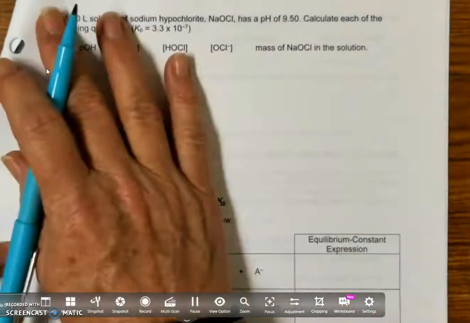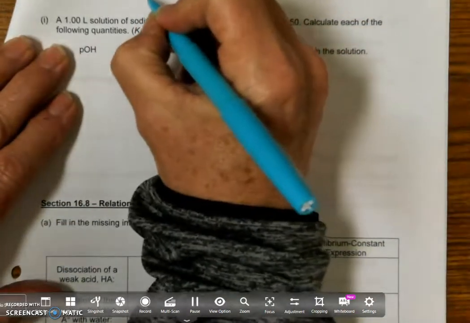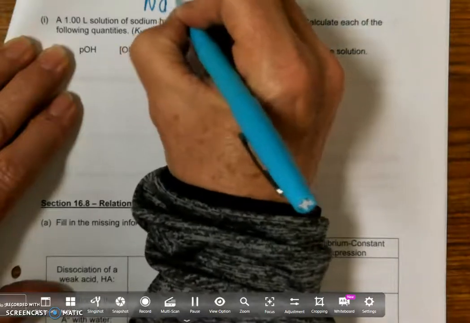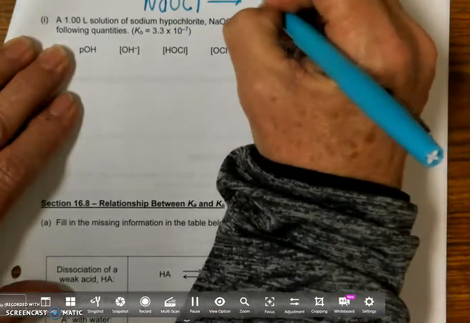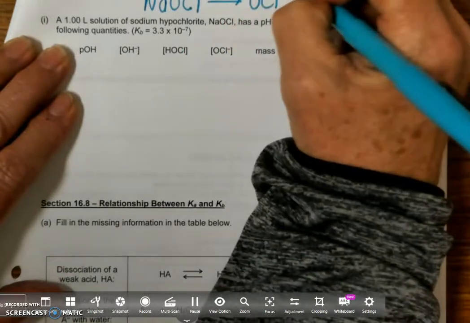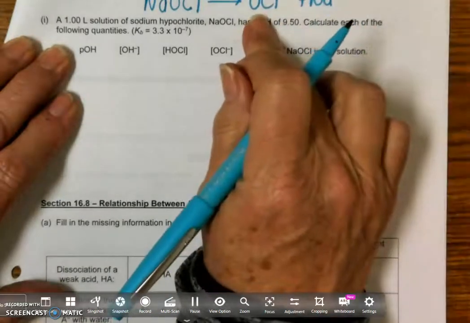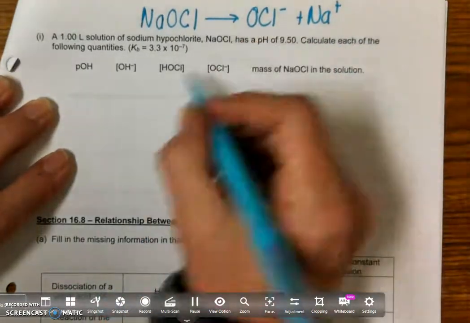We're going to have to use a little bit of our equations, a little bit of RICE tables to work through all of this. So we're going to take a reaction. This is sodium hypochlorite, and it's going to go into a salt. Oh, sorry. But the equation we're interested in is actually this.